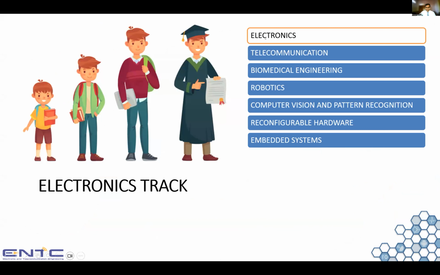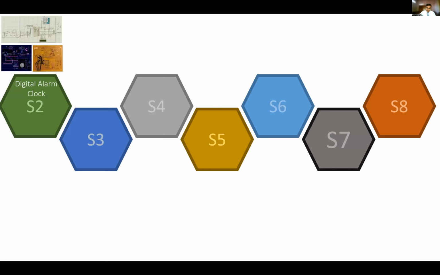So we have so many tracks in the department. Electronics is one of the tracks. Telecom, biomedical engineering, robotics, computer vision and pattern recognition, which I specialize in, reconfigurable hardware. That means programming our circuits onto field programmable gate arrays and getting them working like ICs, then embedded systems and so on. If you take the journey of a telecom student, maybe that person will just do a basic alarm clock at the very beginning.